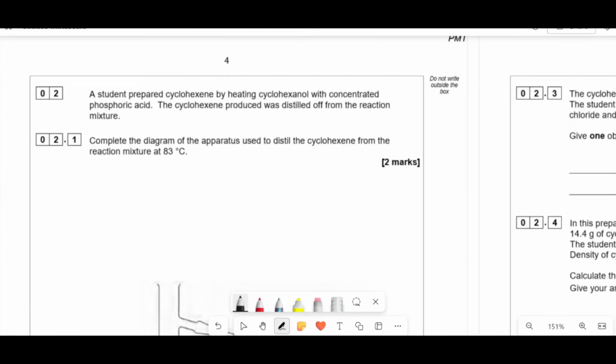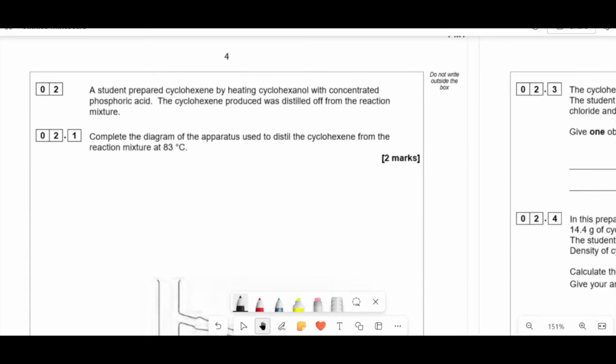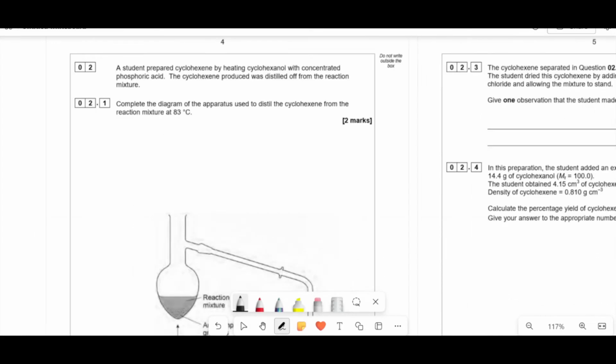There you go. So a student prepared cyclohexene by heating cyclohexanol with concentrated phosphoric acid. The cyclohexene produced was distilled off from the reaction mixture. Complete the diagram for the apparatus needed to distill this. So we need to add a bung here to stop everything leaking out from the top, because we don't really want that. We want it to go down this route. But then we also have to have a thermometer at the level at which the gas is, at the level of the sidearm. So this bung is going to go there, and the thermometer too.